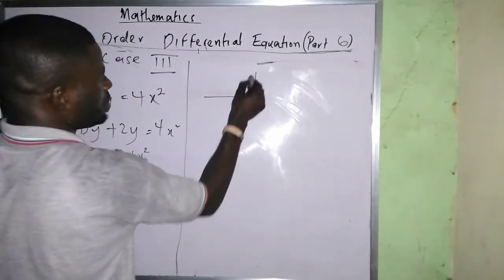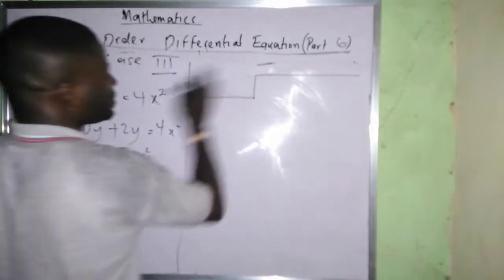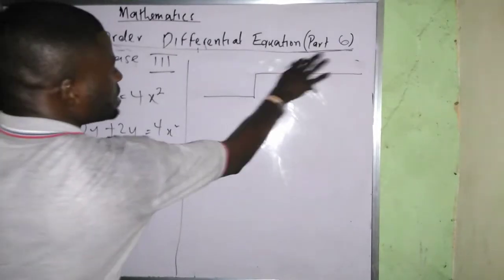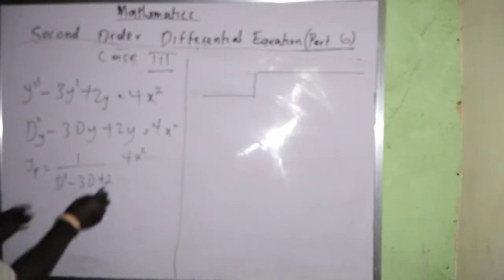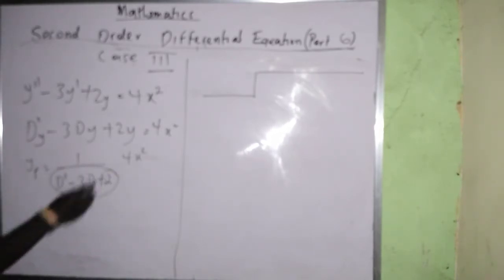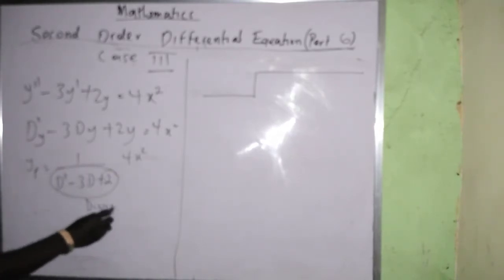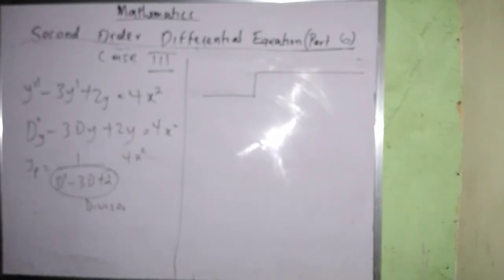I need the upper part. This is my long division. This is called the quotient. This is called the divisor. This is called the dividend, and the one here is called the remainder. That is very, very important. I will now move on here. This particular one is my divisor.